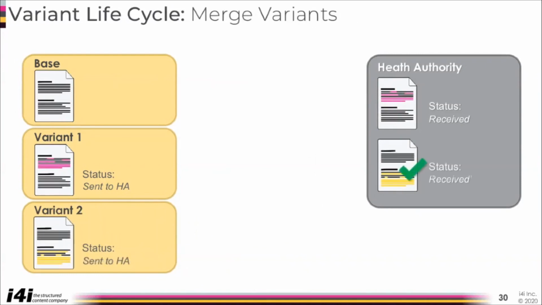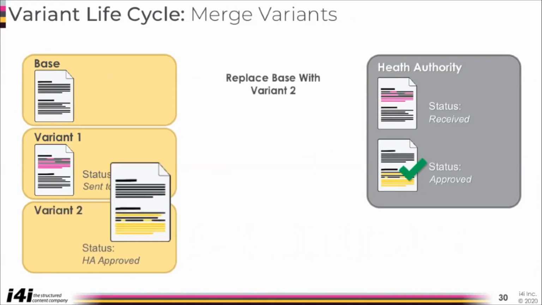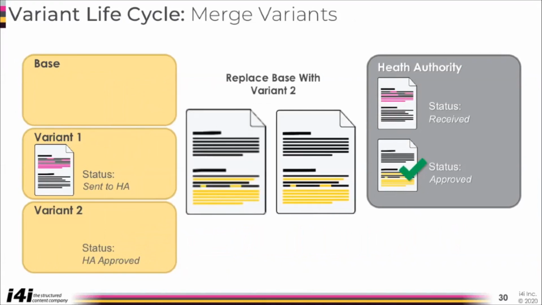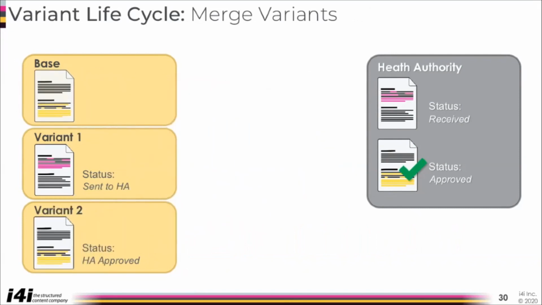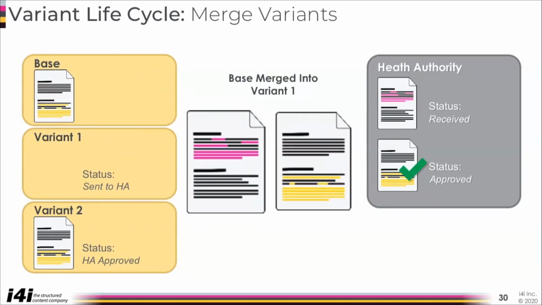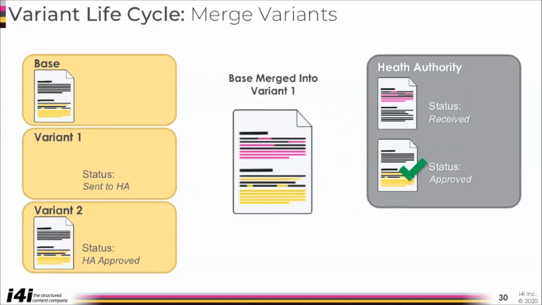The document with the safety update is approved by Health Canada promptly, making it the new approved version. So we replace the old base version with this new approved variant 2 document. However, this means that the variant 1 document with the new indication that is at the health authority now contains out-of-date safety information. Thus, we merge the updated base document into the variant 1 so that the variant 1 document is fully up to date.